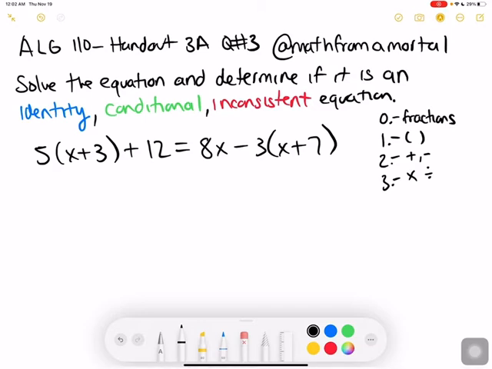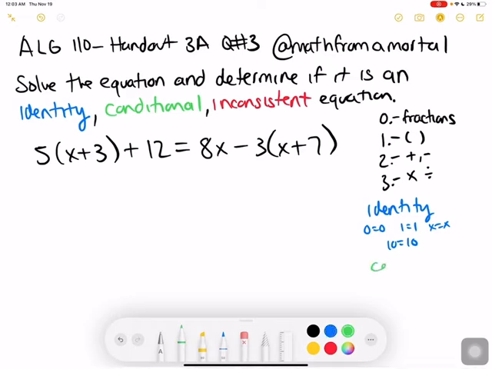Okay, or well, before we solve that equation, let's go ahead and define what an identity, a conditional, and an inconsistent equation is. Just a refresher, an identity is an equation that is true for any number that you substitute in. So if you substitute 1, 2, 3, 4, 0, the left side of the equation is going to be equal to the right side of the equation. So for an identity, we are looking for something that looks like 0 equals 0, 1 equals 1, x equals x, 10 equals 10, and so on and so forth, right? As long as the left side of the equation equals the right side of the equation, then that's going to be an identity.